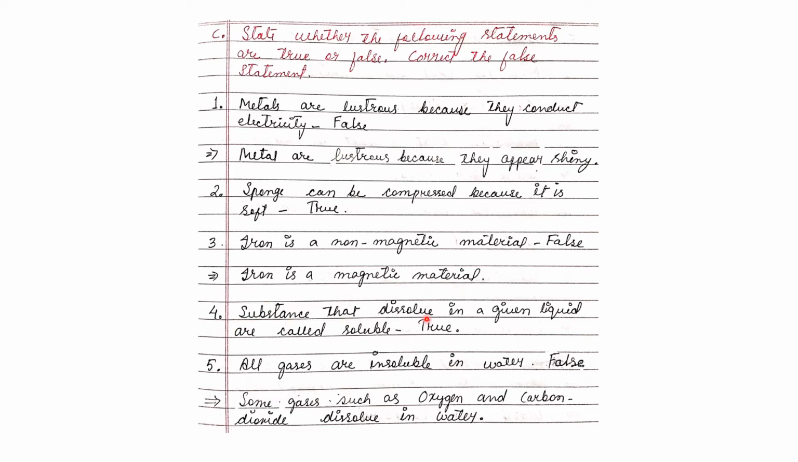Fourth, substances that dissolve in a given liquid are called soluble. True. Fifth, all gases are insoluble in water. False. Why? The correct statement will be some gases are soluble in water. Example, some gases such as oxygen and carbon dioxide dissolve or are soluble in water.